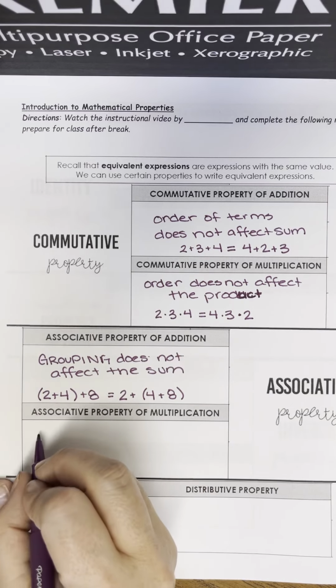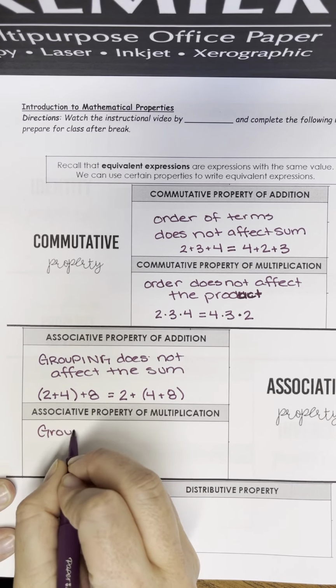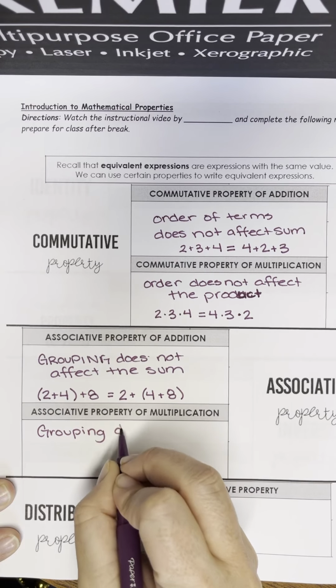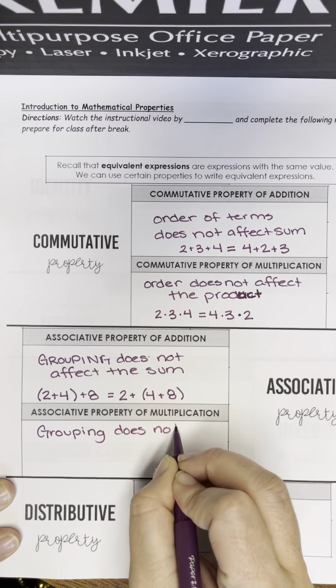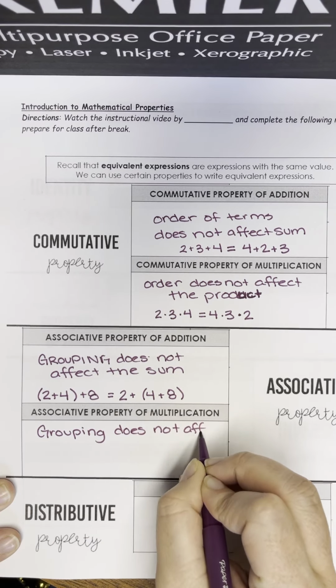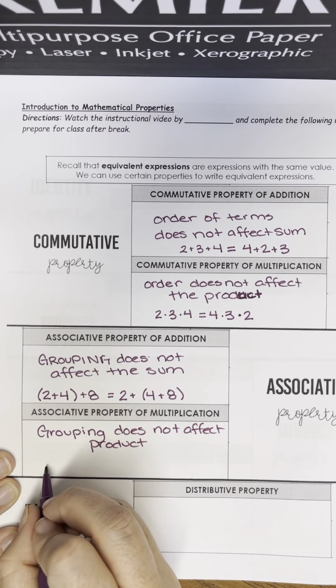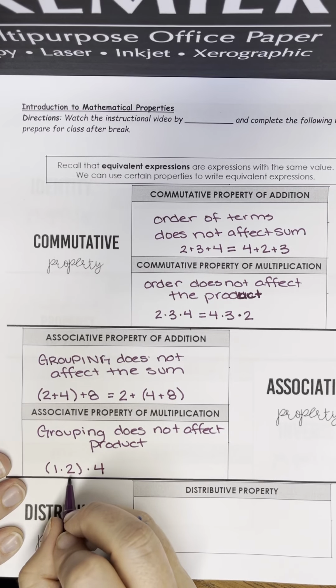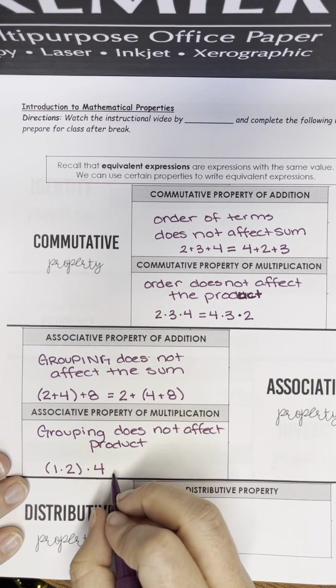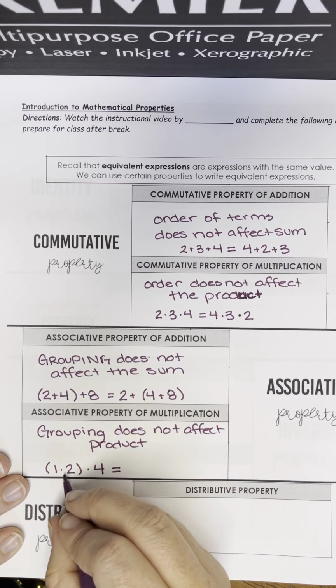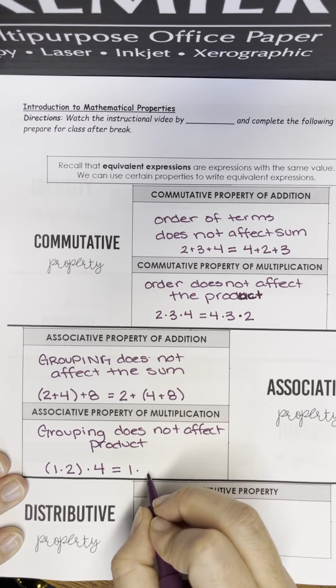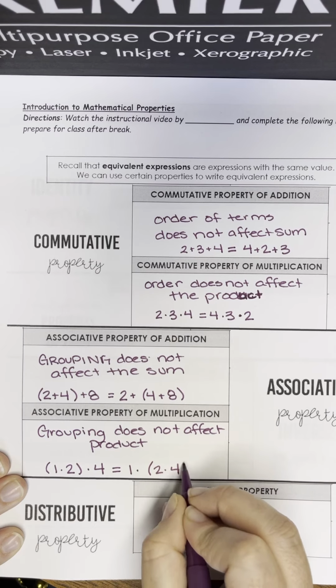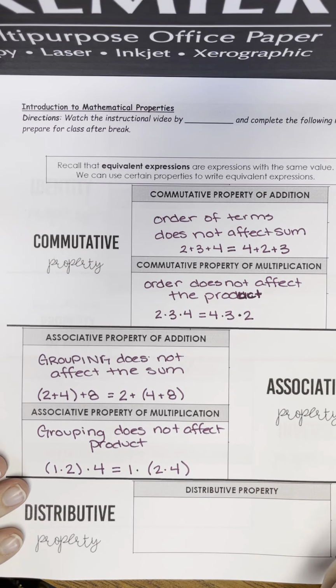Same thing with multiplication. The grouping of our terms does not affect the product. Okay, so here we could do 1 times 2 times 4. 1 times 2 is 2, times 4 is 8. Or instead of doing 1 times 2 first, we could do 2 times 4 first, which is 8, and then times 1 is also 8. So we end up with the same solution.